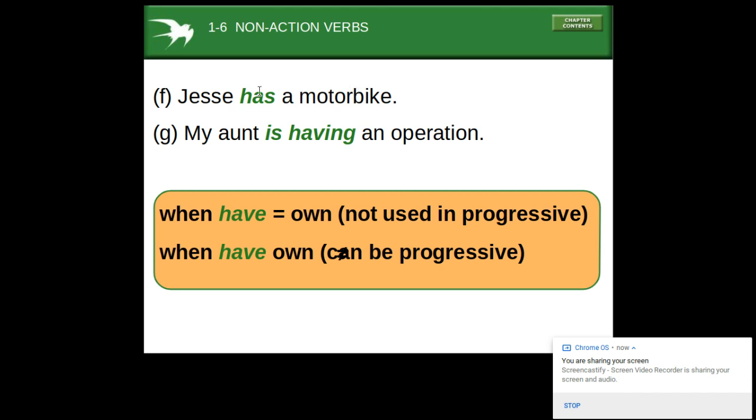Jessie has a motorbike. Okay, it's something that she owns. Look at this one. My aunt is having an operation. So this is the progressive, right? It means that the doctors are working on her right now, right? Maybe they're performing surgery right now. So when have equals own, it's not used in the progressive. When have, it should say doesn't equal own. So you should see an equal sign with a line through it. It can be progressive, right? So I can't talk right now. I'm having dinner, right? Or are you enjoying the party? Yes, I'm having a good time. I'm having fun, right? That can be progressive.